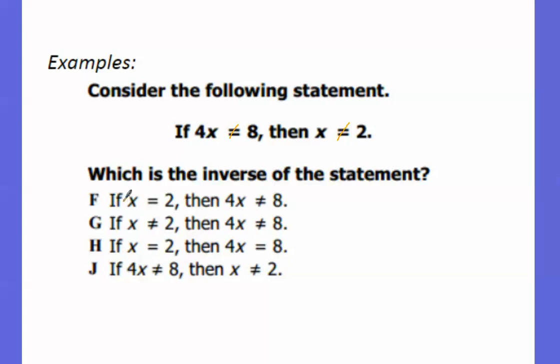The first one, option F, is if x equals 2, then 4x is not equal to 8. Notice that these parts are reversed and this is changed. So this isn't actually any of our statements. If x is not equal to 2, then 4x is not equal to 8. Well, these are both negated, but notice that the second statement and the first statement are reversed. This would be a contrapositive.